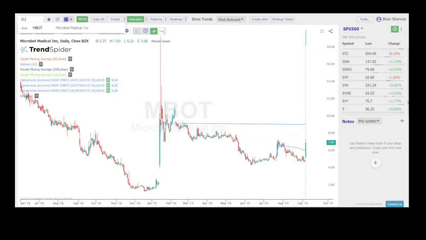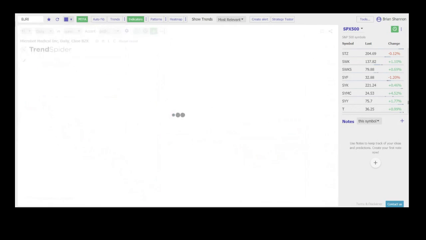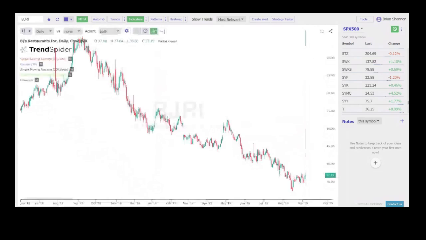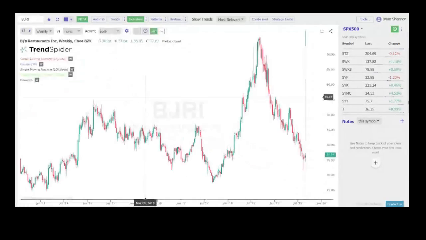Almost went to the wrong keyboard again for some reason. BJRI. So here's another stock that, to me, is guilty till proven innocent. It is in a downtrend. The sellers are in control.